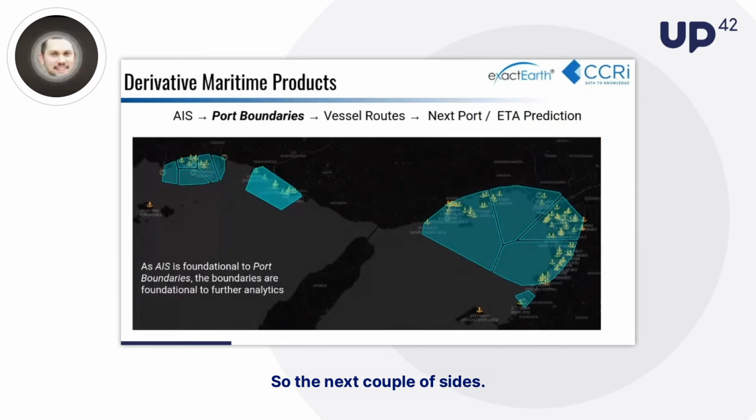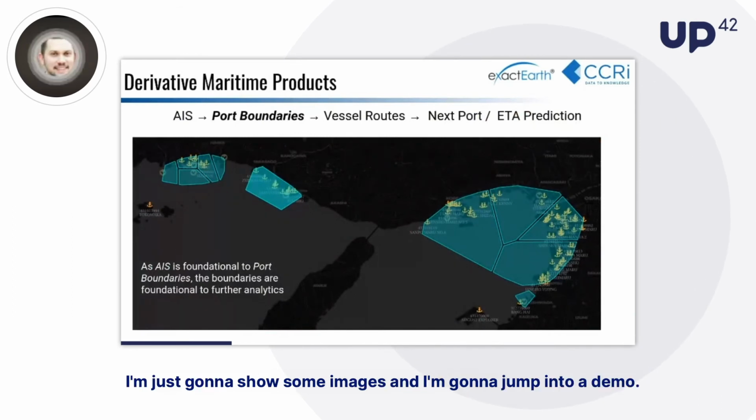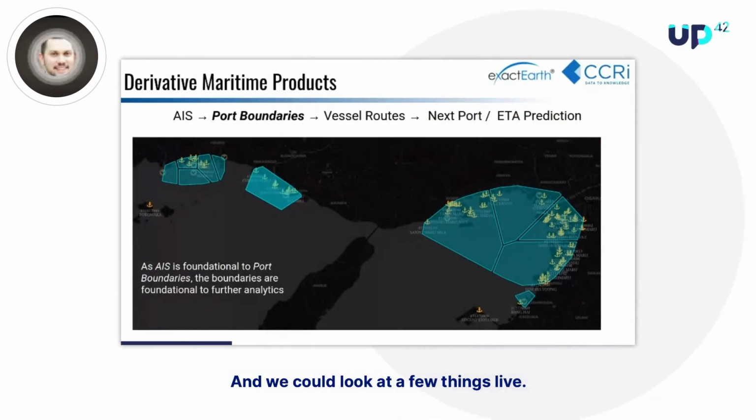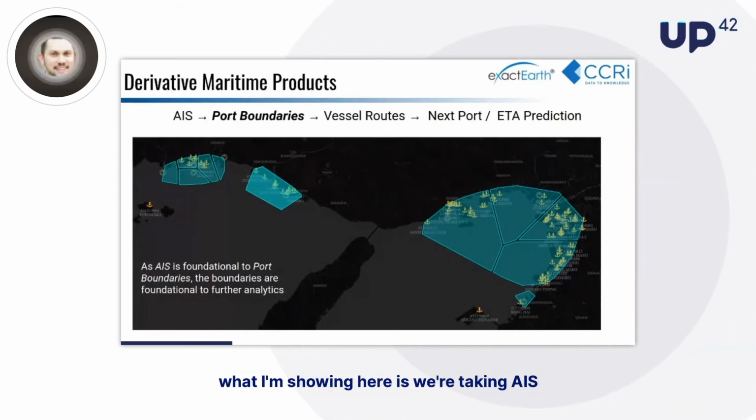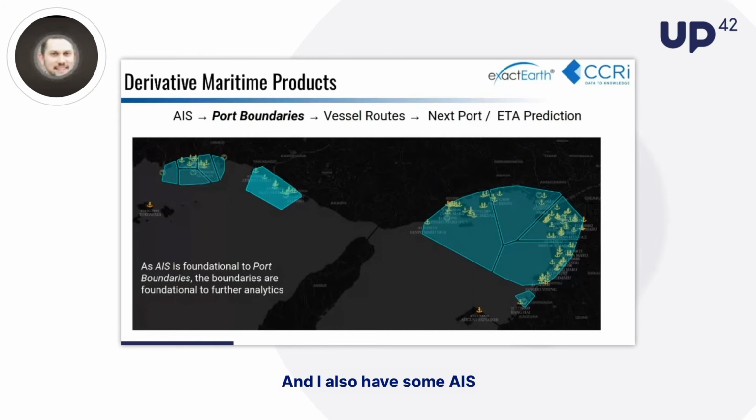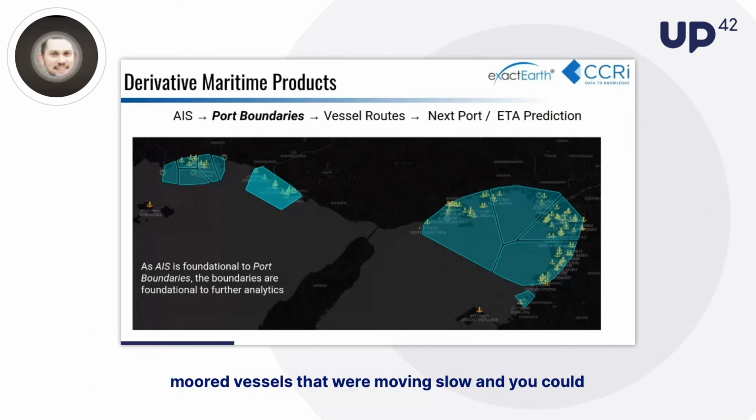So the next couple of slides, I'm just going to show some images, and then I'm going to jump into a demo, and we could look at a few things live. So really what I'm showing here is we're taking AIS, and now we're creating the port boundaries. And here's just an example of a few boundaries and how they're split up. And I also have some AIS moored vessels that were moving slow, and you can see how they kind of reside inside of those polygons.